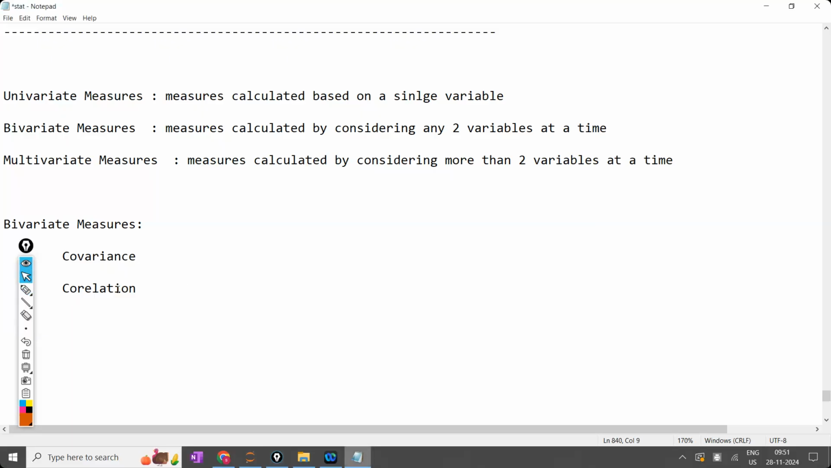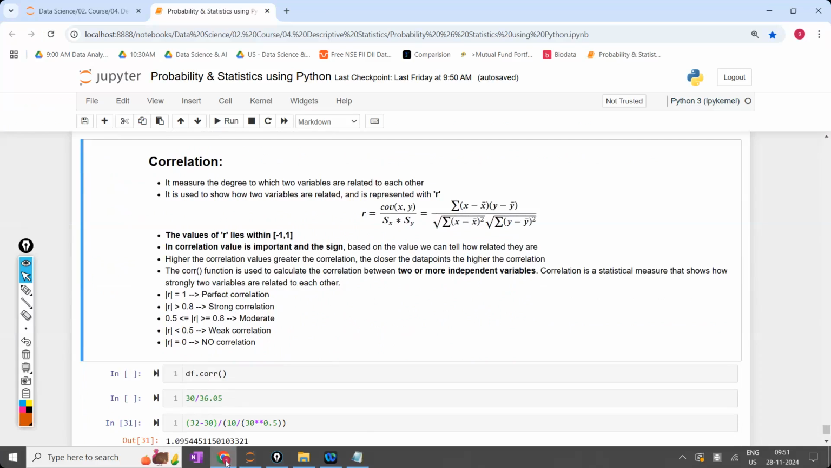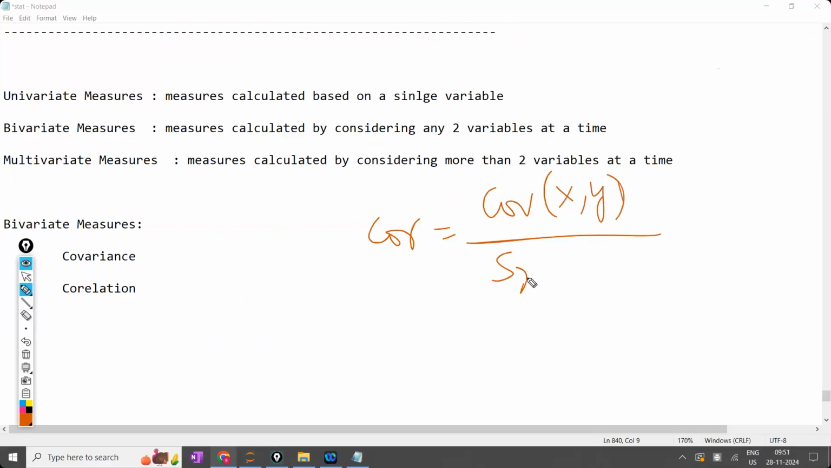Now coming to the next point, called correlation. What is correlation? The relation between two variables, how much they are related to each other, is called correlation. So the formula of correlation is equal to covariance of x comma y divided by standard deviation of x into standard deviation of y.